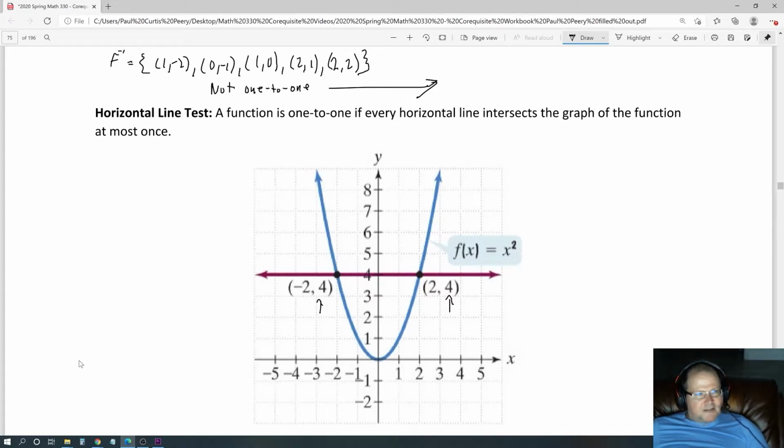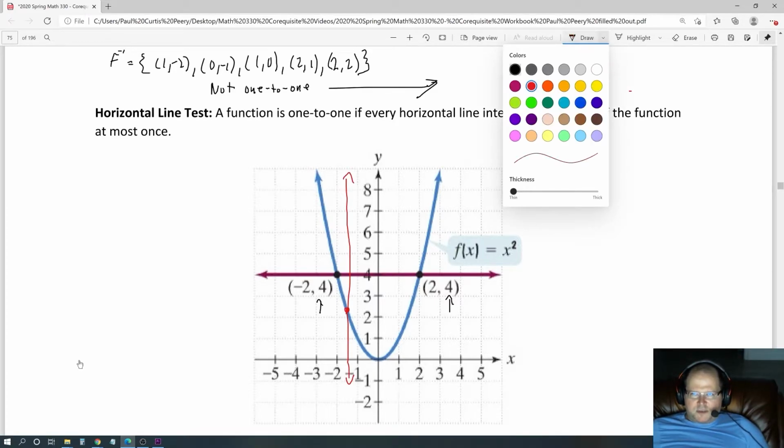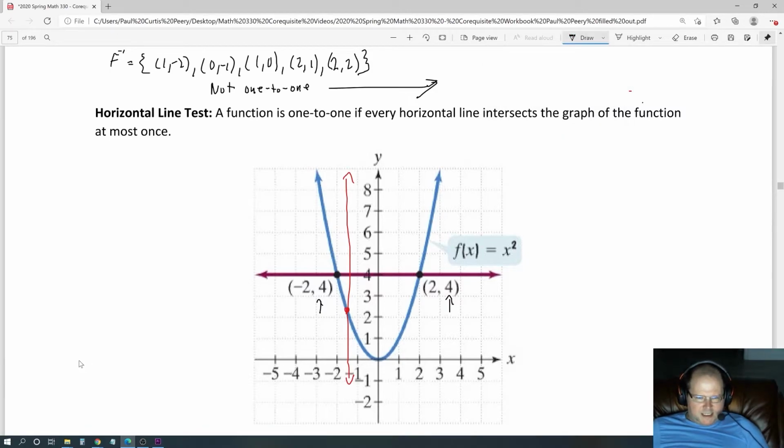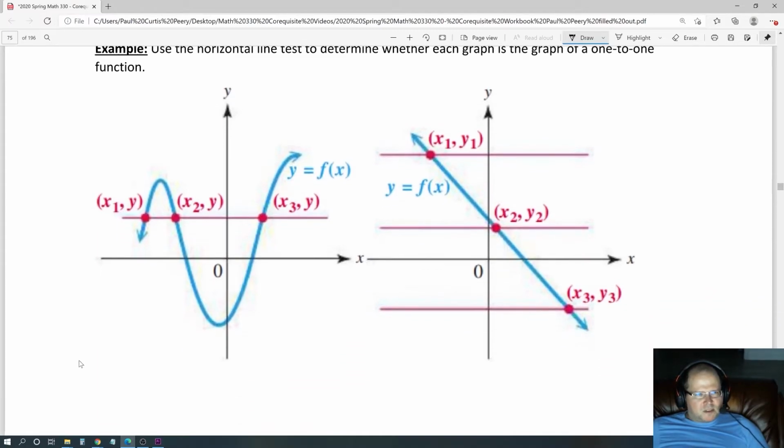Okay? It is a function, and you could use the vertical line test to test this, right? So every vertical line only hits this once. Okay? But it's not a one-to-one function, because whenever we do the horizontal line test, it hit it twice. Hit it twice, right? So let's try a couple more.